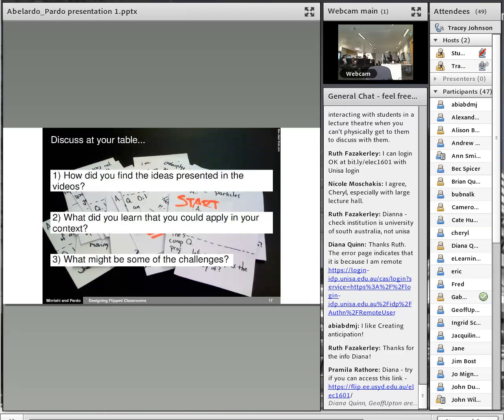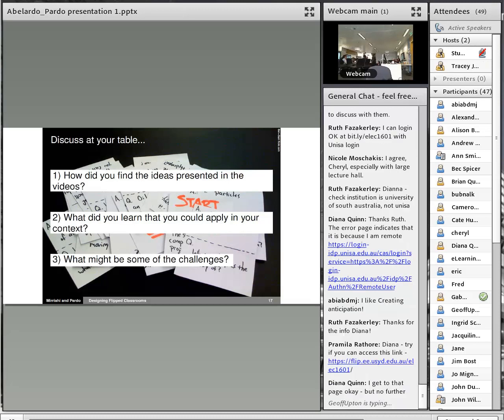Instructor time to adapt to this new methodology. That's a huge challenge, definitely, and this is something that you have to address.